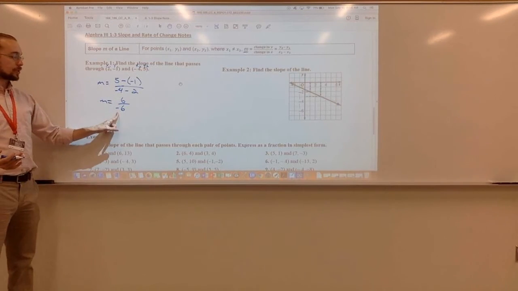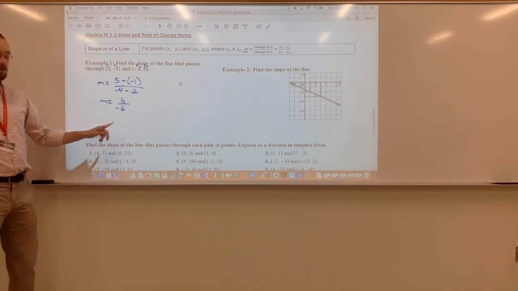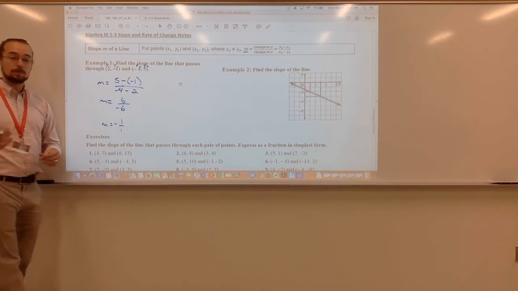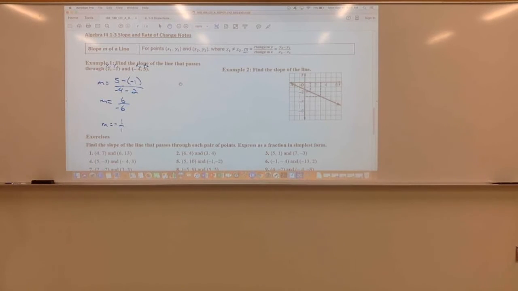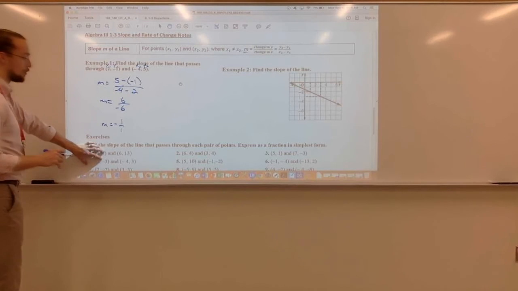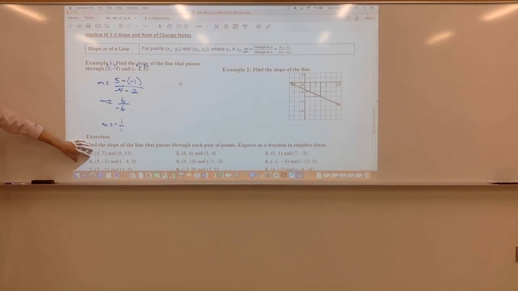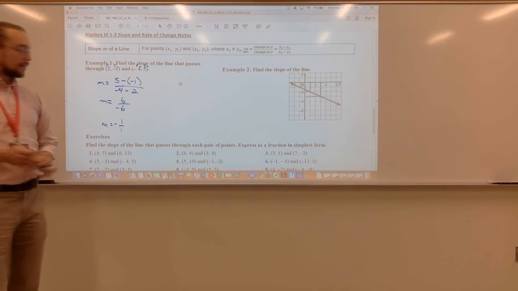So how can I reduce 6 over negative 6? It'll just be negative 1. I'm actually going to leave it as a fraction, so I'm going to leave it as negative 1 over 1. You okay with slope like that? Yeah? Okay. Let's take a couple of minutes and try a few of these. We'll come back to the graph example here, but for right now, let's jump down to the exercises and try a couple of these.